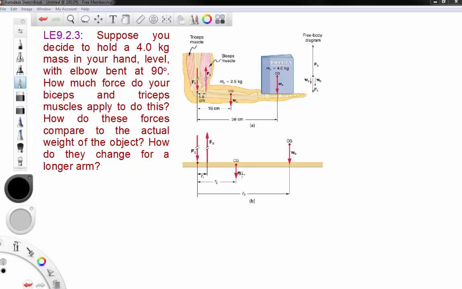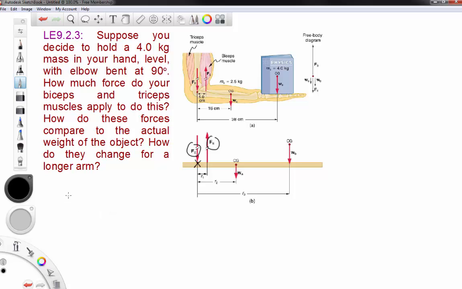So we can see that this weight and this weight are both given. This distance and this distance and this distance are both given. The only unknown quantities that we have to contend with are these 2 forces. So I'm going to go ahead and pick this point right here to be my axis of rotation.